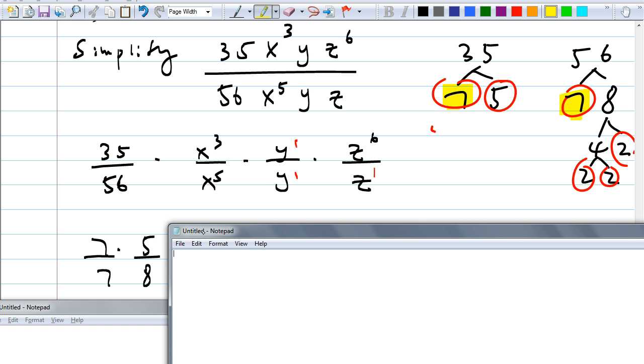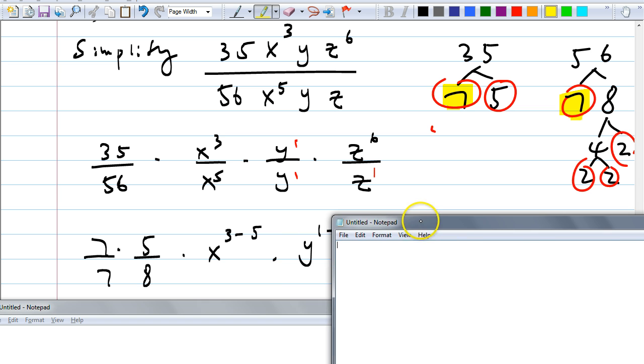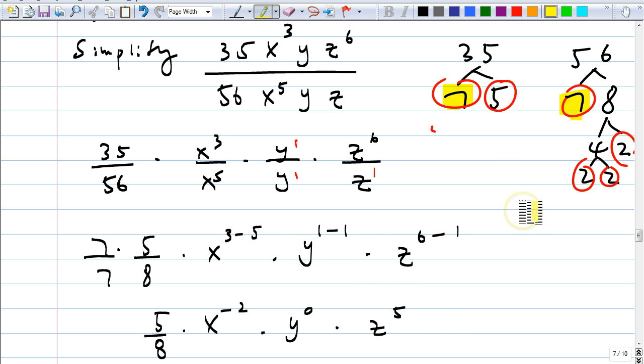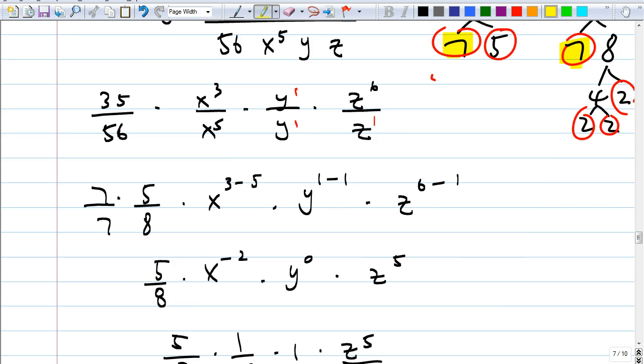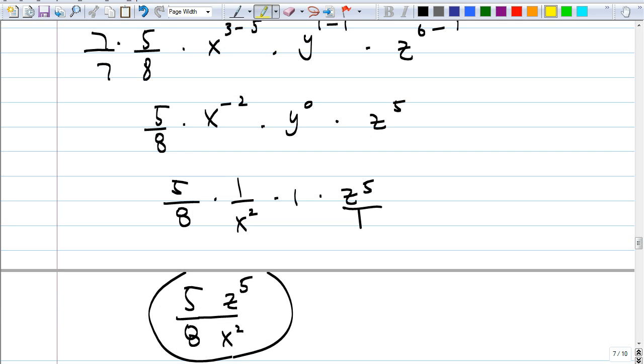How many people got 5 over 8 so far? Good. What about x to the 3rd over x to the 5th? You use the rule and you subtract the exponents. X to the negative second. I even showed all this work and you get x to the negative second. Y to the 0. Z to the 5th. What does x to the negative 2 mean? 1 over x to the 2nd. What does y to the 0 mean? 1. How many people got this and got the answer as 5 z to the 5th over 8 x to the 2nd? Raise your hand.